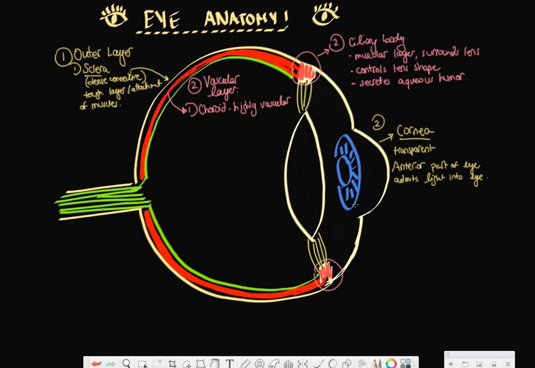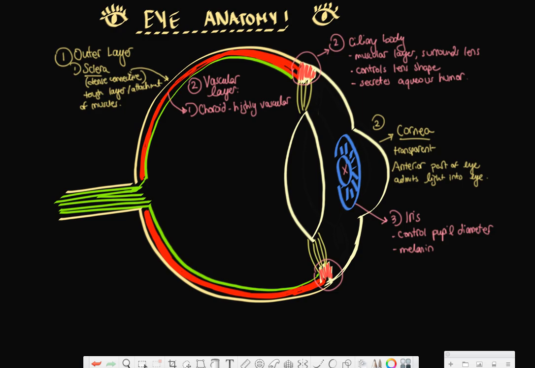The third component of this vascular layer is the iris. The iris is right here, and it contains pigments, so it contains melanin. This is what gives you your eye color, but it's also able to control the diameter of the pupil. So the iris is going to control pupil diameter. Hence, it can regulate how much light is entering into the eye. It also contains melanin, as we mentioned.